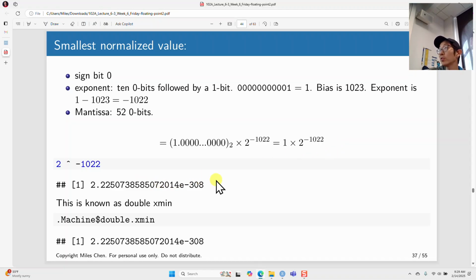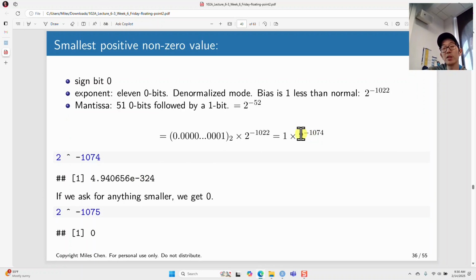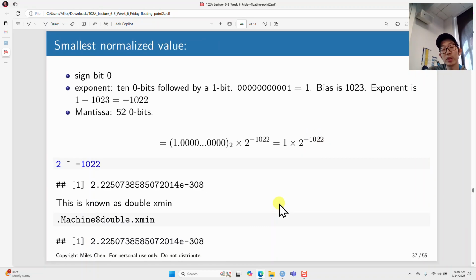And this is what is known as .Machine$double.xmin. Okay, so you can ask R for properties of the computer, and it will spit something out. So if you say .Machine$double.xmin, it will give you this number, 10 to the negative 308, and that is the smallest normalized value. It is not the smallest possible value you can represent. The smallest possible value is this 2 to the negative 1074, but this is the smallest normalized value. That's double.xmin. Okay.